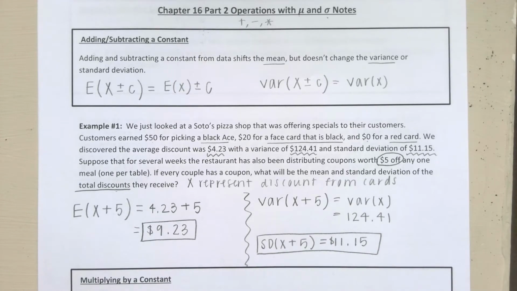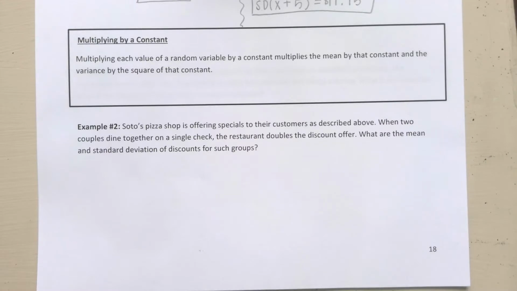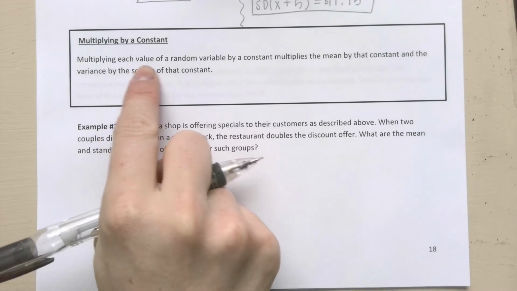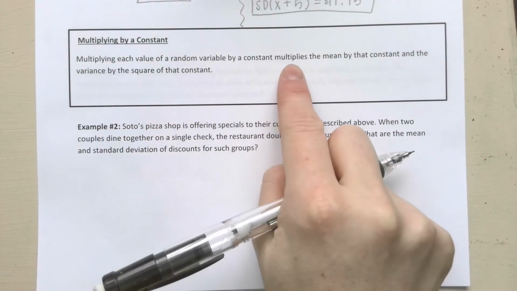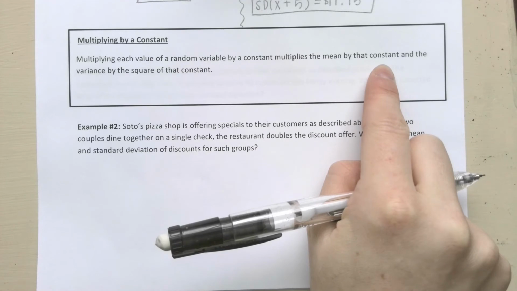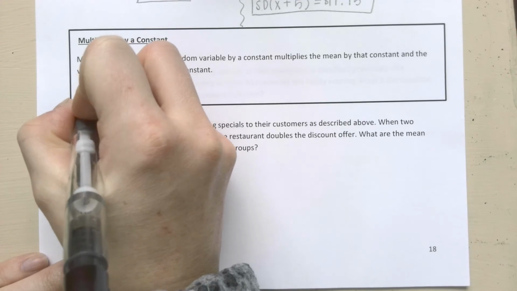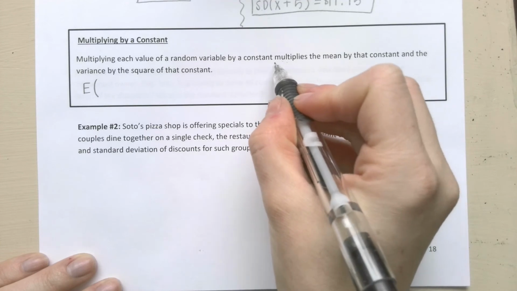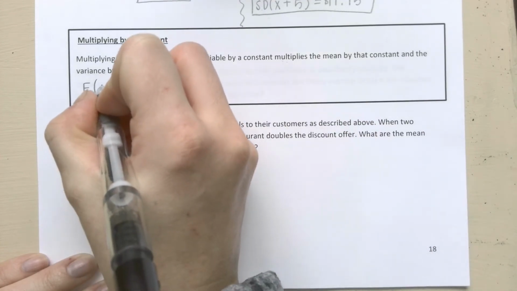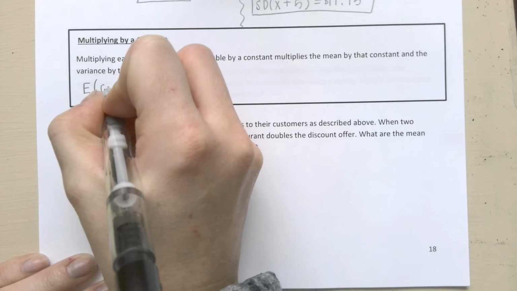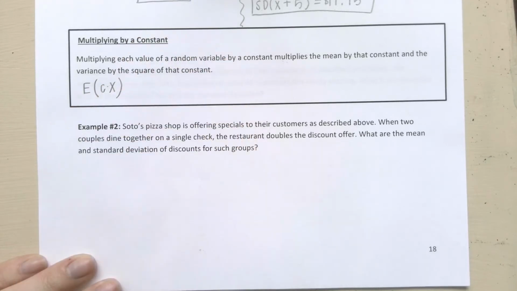So again, adding or subtracting will change your average, but it will not change your standard deviation. Next up, we'll talk about multiplying by a constant. Multiplying each value of a random variable by a constant multiplies the mean by that constant. I'm going to stop there for a second. When I'm finding my expected value, this time I'm going to be taking my random variable and multiplying it by a constant. I'm going to write this as c, which is my constant, times x, or cx.